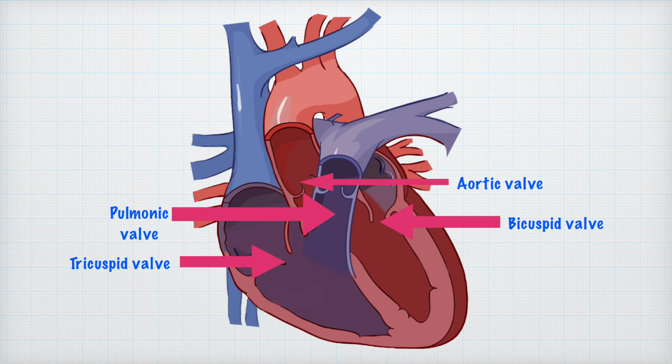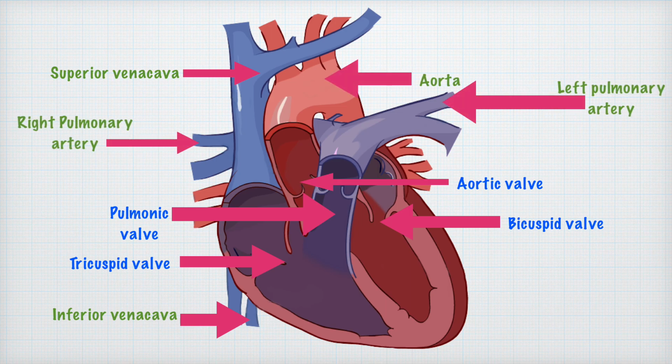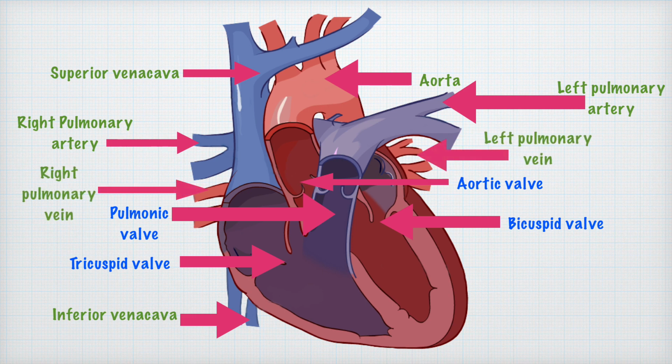There are different blood vessels of the heart. These include the superior vena cava and inferior vena cava that bring deoxygenated blood to the heart from different body parts, and the aorta supplies oxygenated blood to the different body parts. The right and the left pulmonary arteries carry deoxygenated blood from the heart to the lungs, and the right pulmonary vein and the left pulmonary vein carry oxygenated blood from the lungs to the heart.